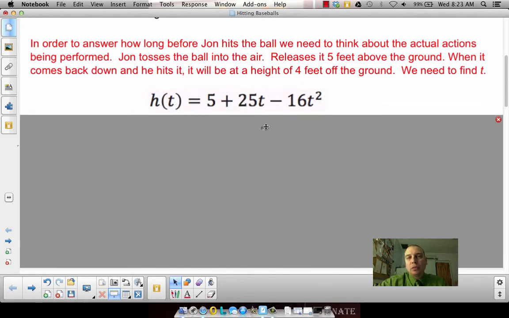When am I going to hit the ball? Well, not me, because I'm not exactly very great at the whole baseball thing. Volleyball I can do, baseball not so much.